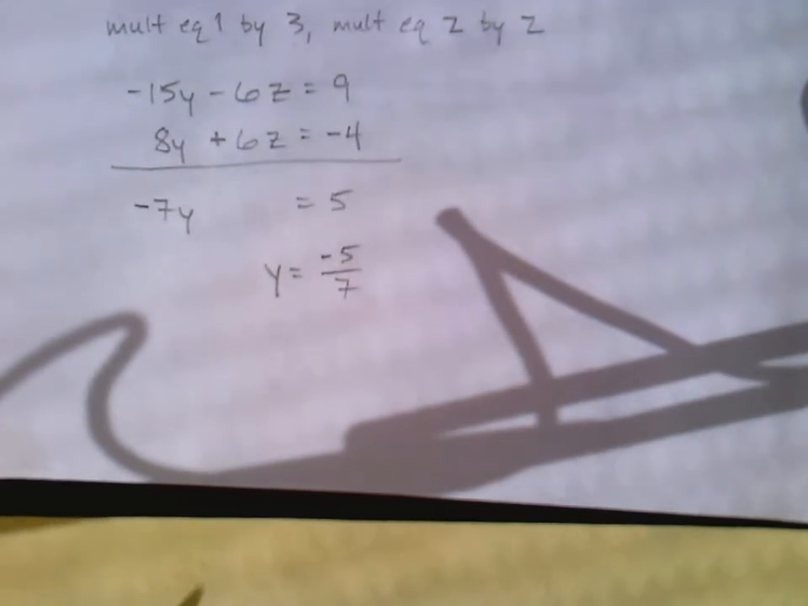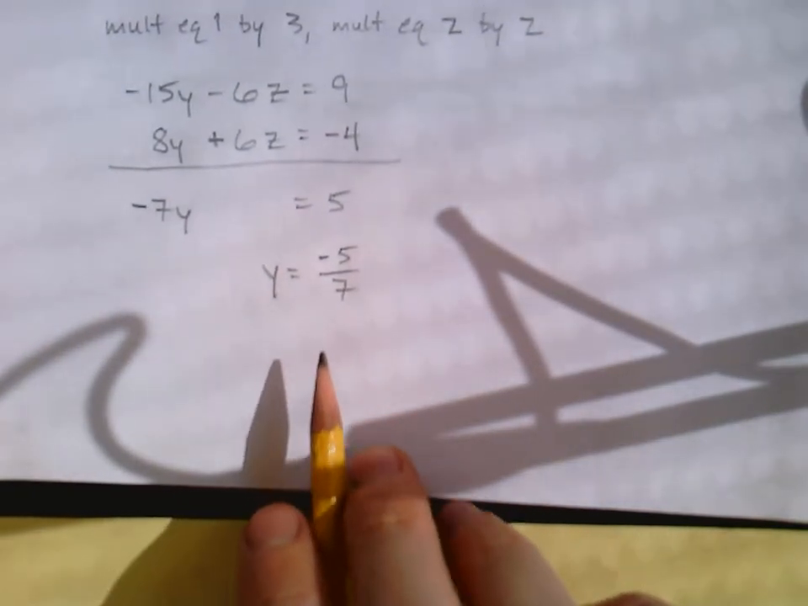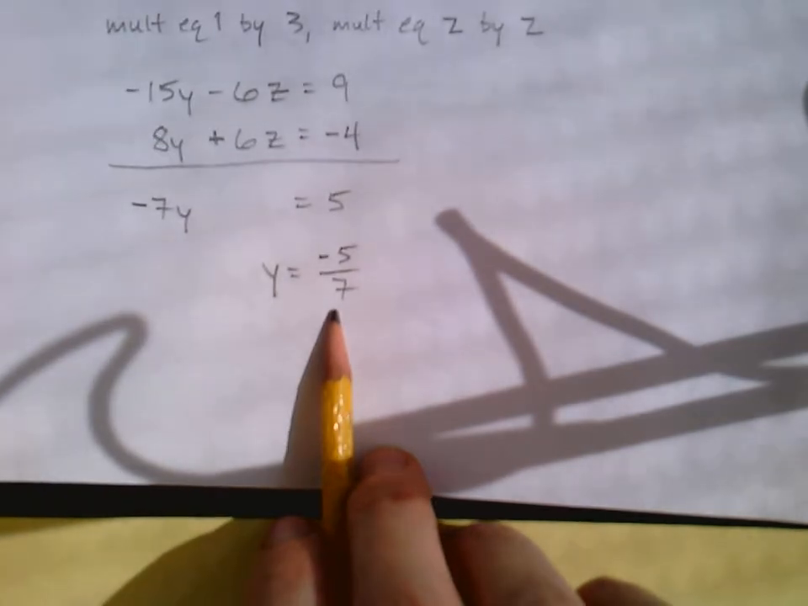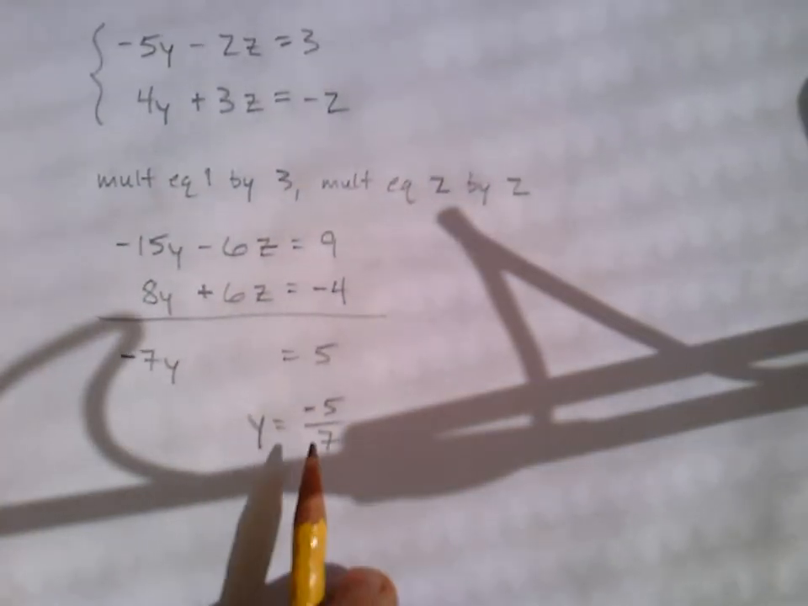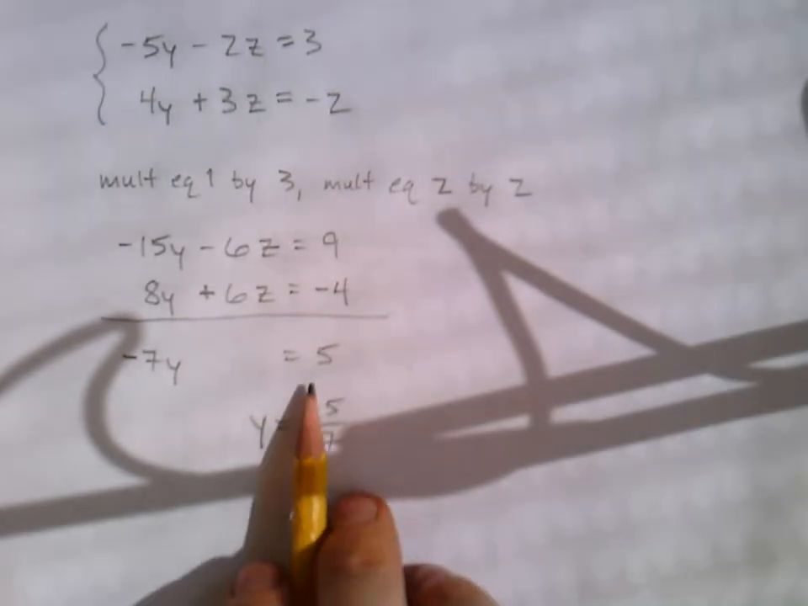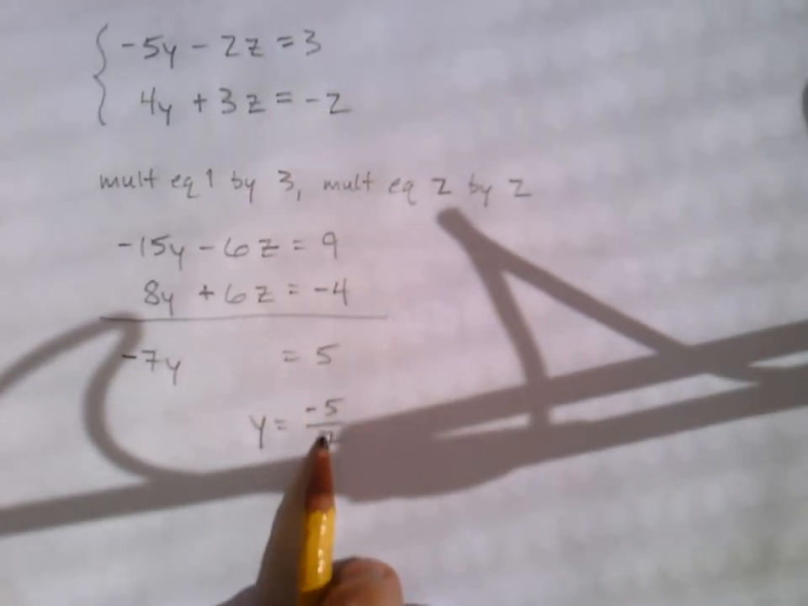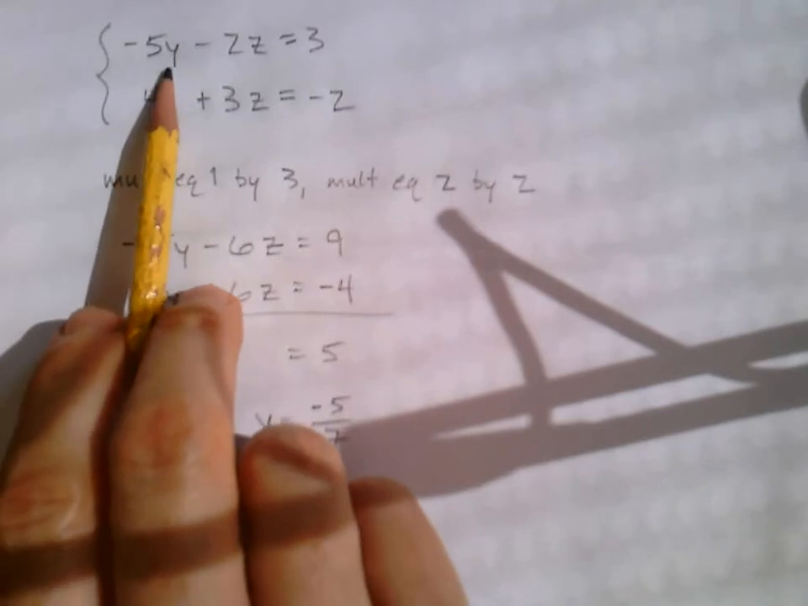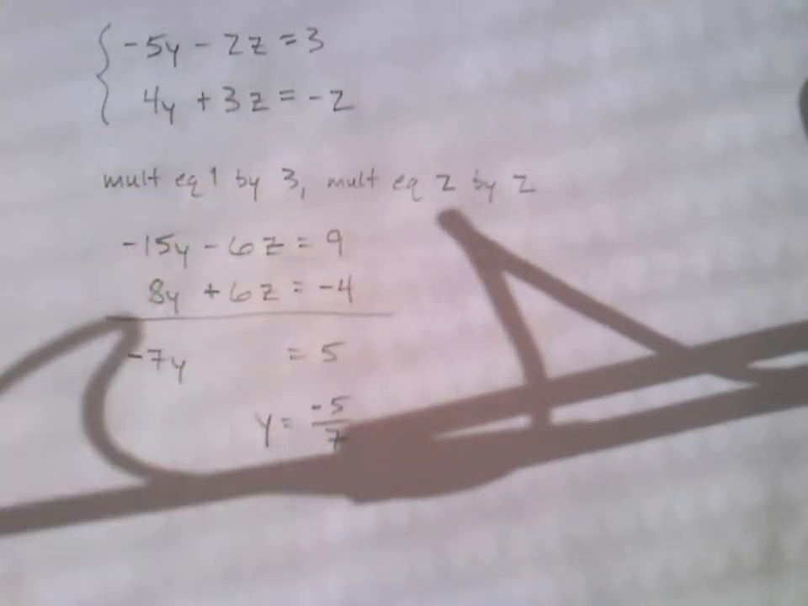Okay, we're going to proceed. This is why we have calculators. Don't be intimidated. So what do we do from here? Well, really the hard part is getting that first variable value. We're now going to take this and back substitute it into either of these equations for y. We'll be able to figure out what z is.